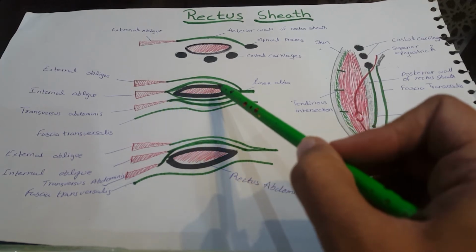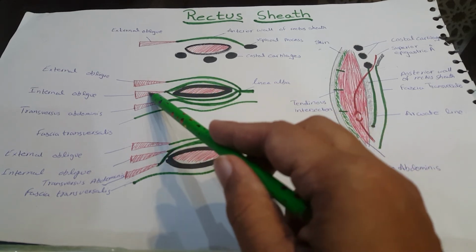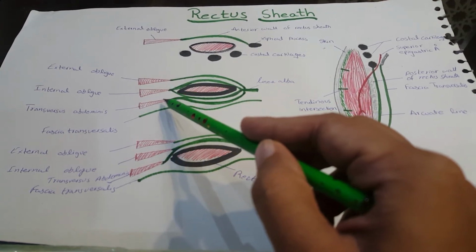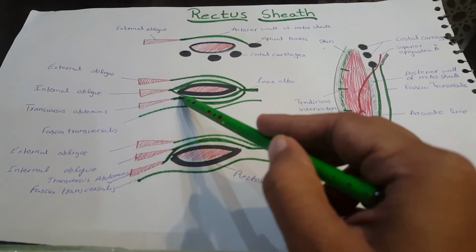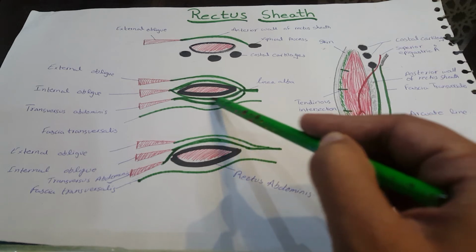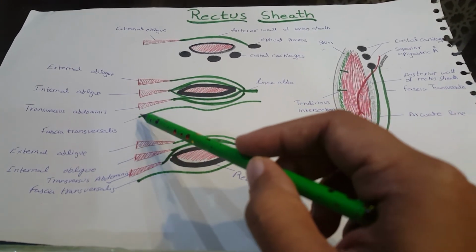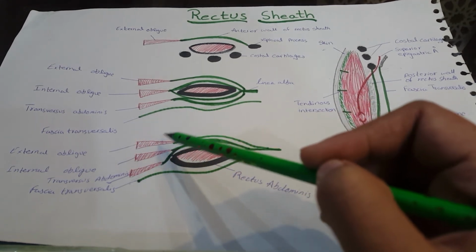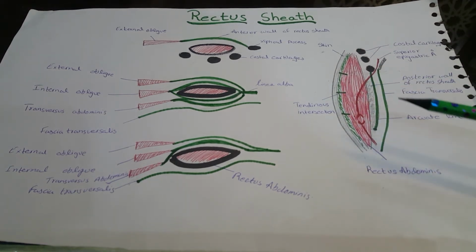So anteriorly, rectus sheet is formed by external oblique aponeurosis and anterior lamina of internal oblique aponeurosis. Posteriorly, rectus sheet is formed by the posterior lamina of the aponeurosis of internal oblique muscle and transversus abdominis muscle. Fascia transversalis is also present in the posterior wall of the rectus sheet between the costal margin and the arcuate line.